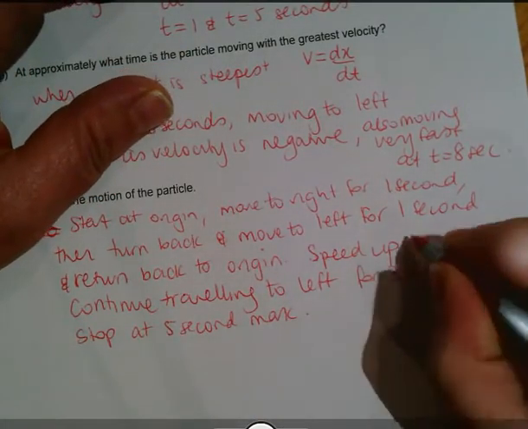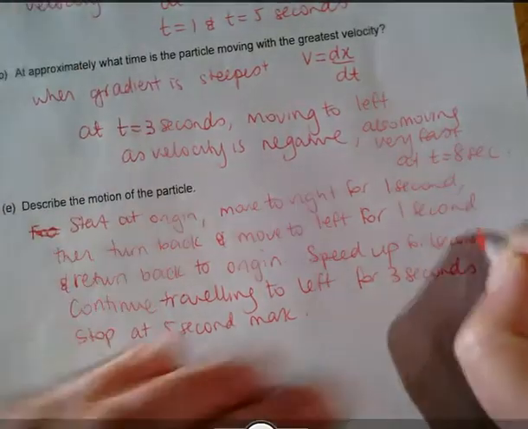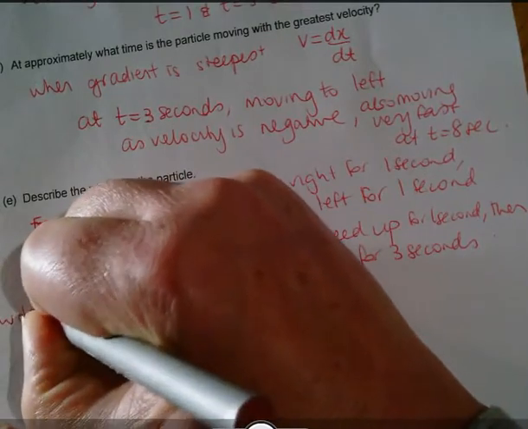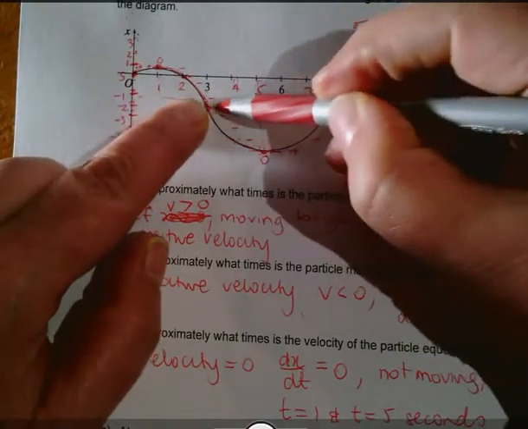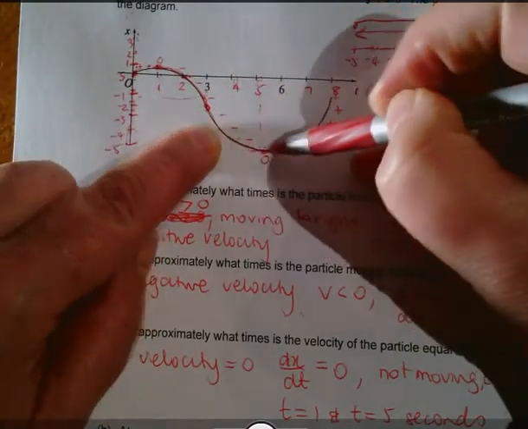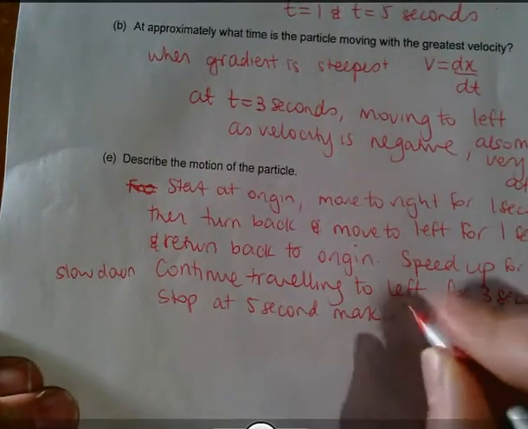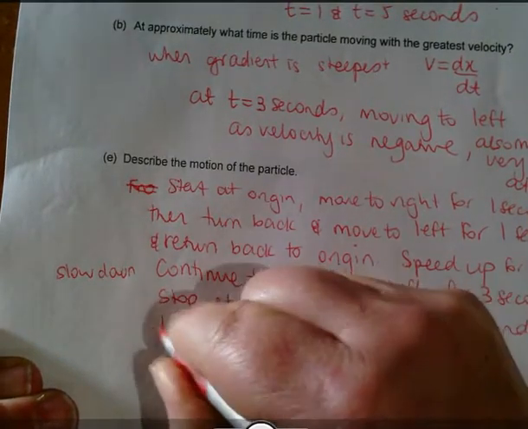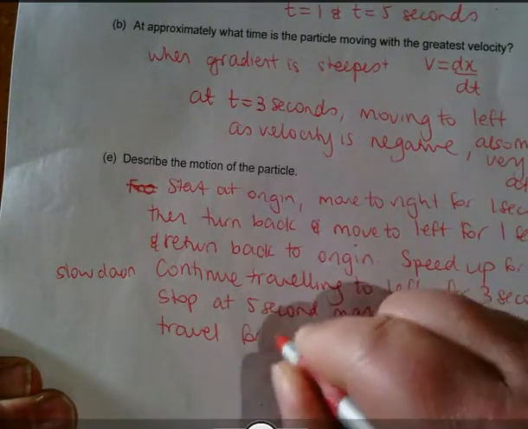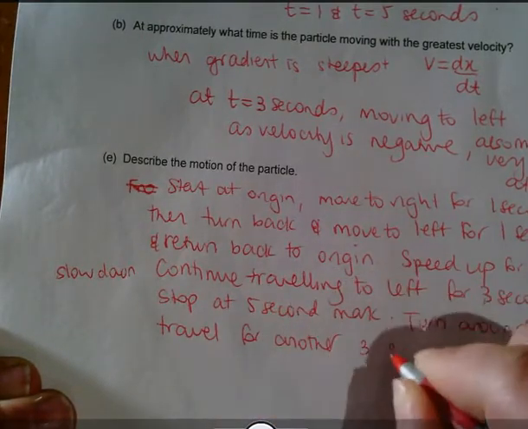Actually, you speed up for 1 second, then you slow down, continuing to travel to the left. So what you've really done, you're still traveling to the left, you sort of speed up for 1 second up to the 3 second mark, and you're still traveling to the left, but you're slowing down now, and then you stop at the 5 second mark, okay? So you stop at the 5 second mark, and then you turn around again, and then you travel for another 3 seconds, heading to the right.